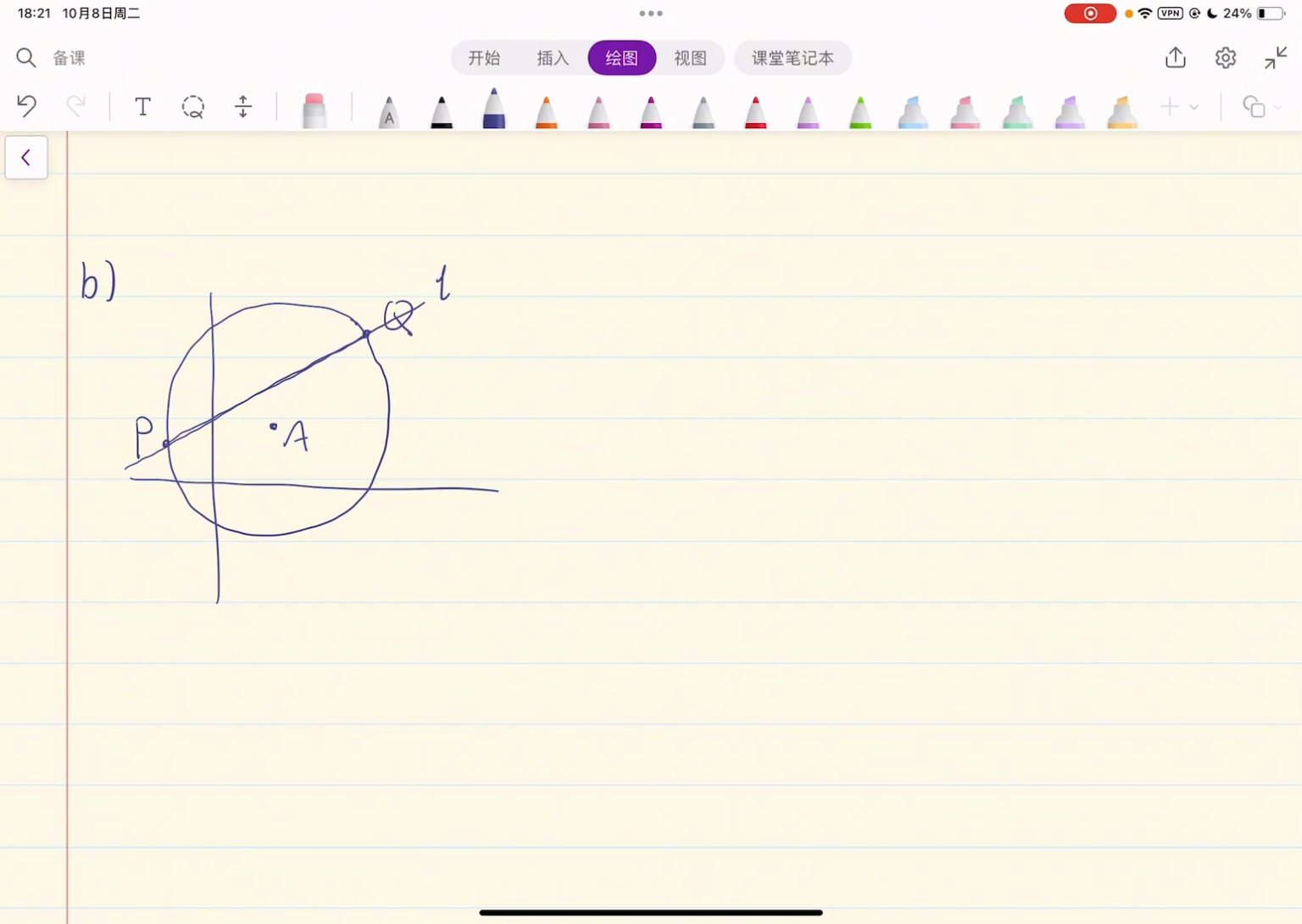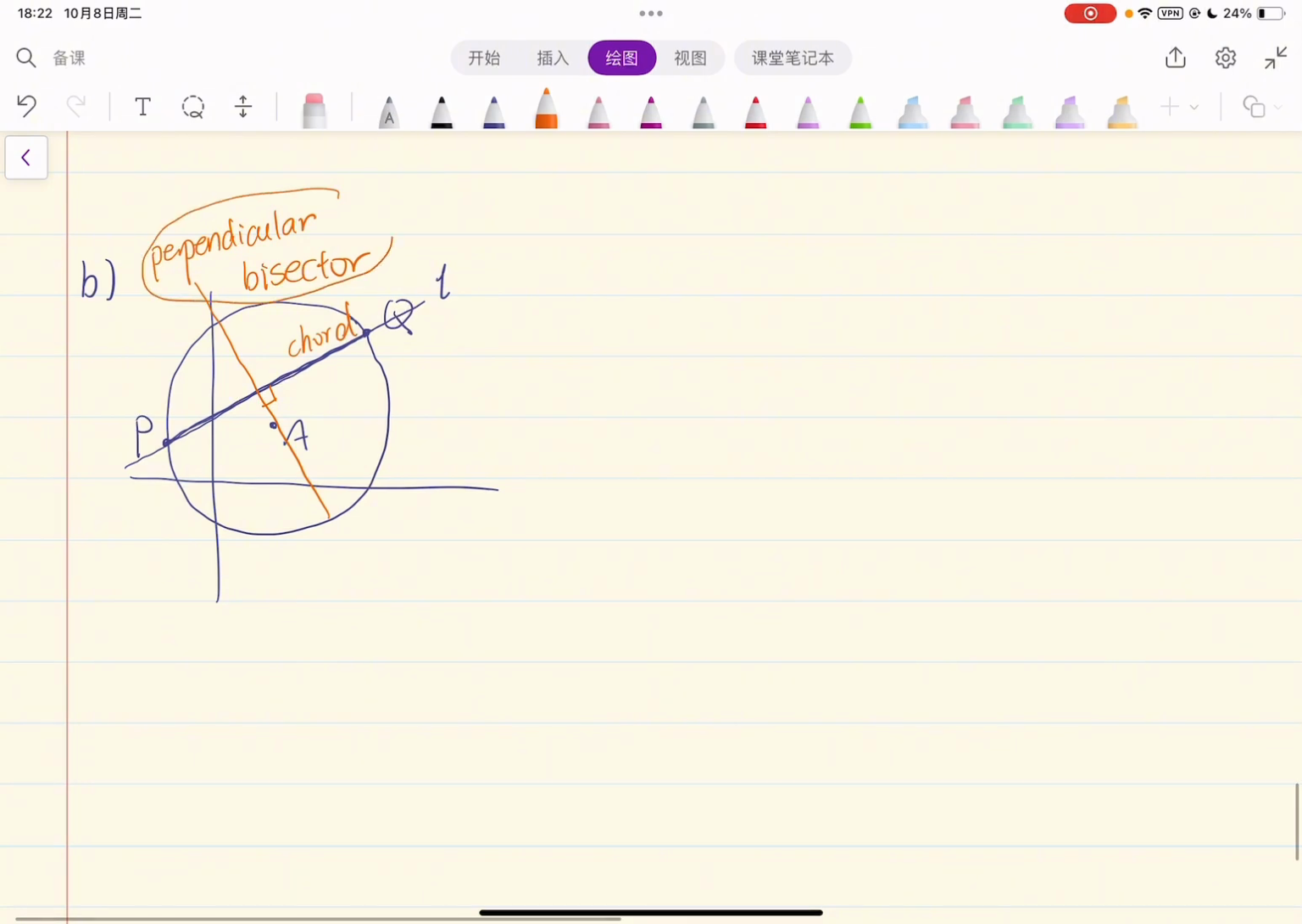Now the perpendicular bisector of the chord PQ. PQ is a chord. So the perpendicular bisector cuts it in half and is perpendicular to it. Now the question asks you to find the equation of the perpendicular bisector.